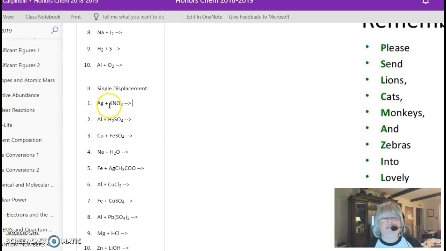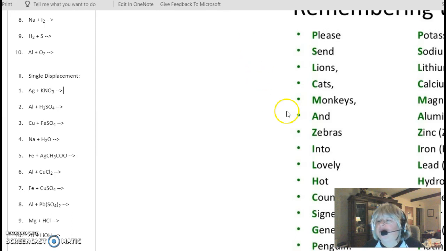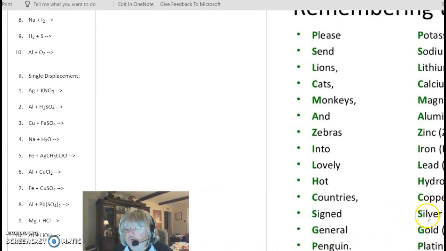So silver is going to want to switch places with potassium. Now, whether it does or not depends on where silver is relative to potassium over here on my activity series. And if we look, silver is really far down and potassium is really far up. Silver is not strong enough to kick potassium out of that compound. So therefore, there's going to be no reaction.